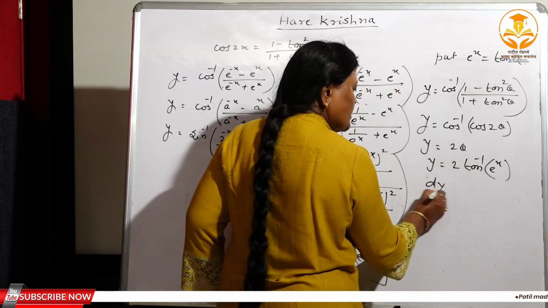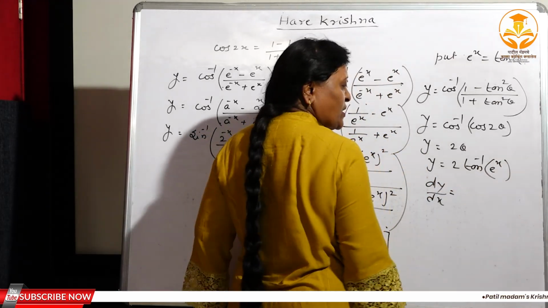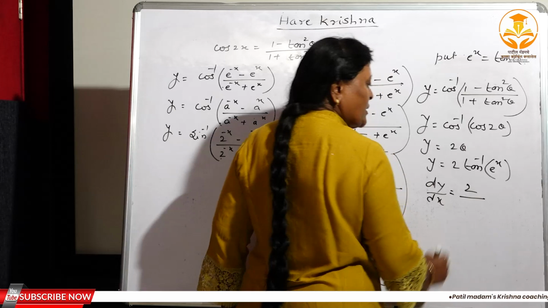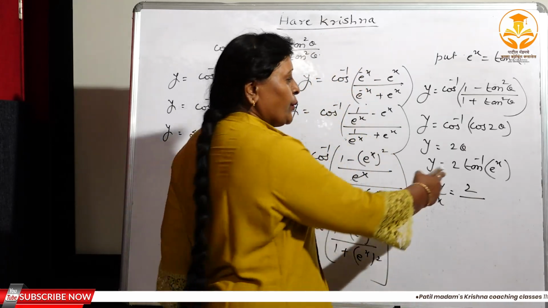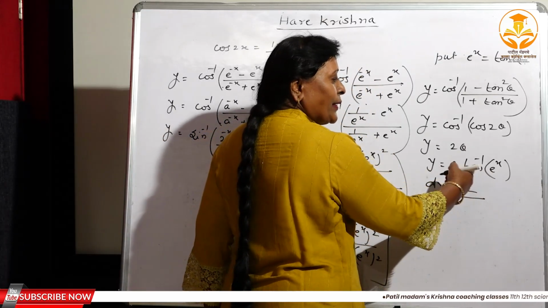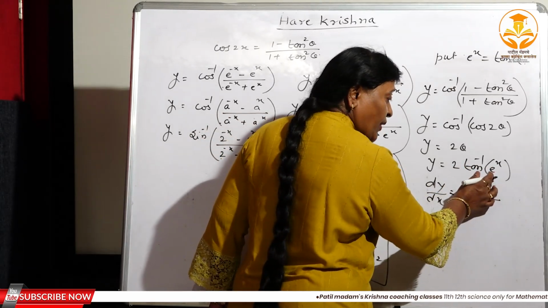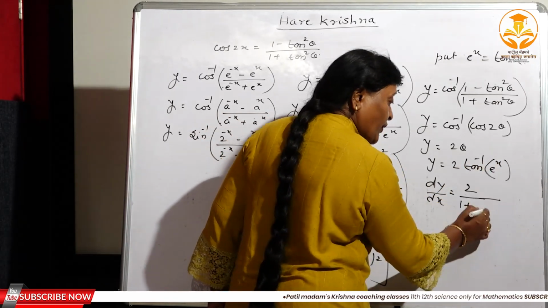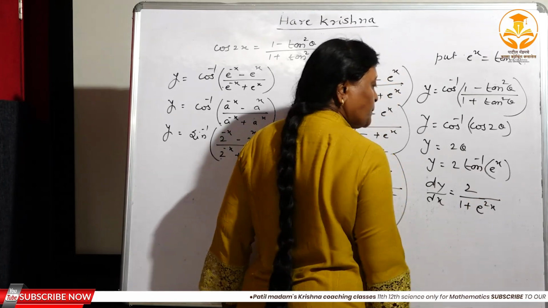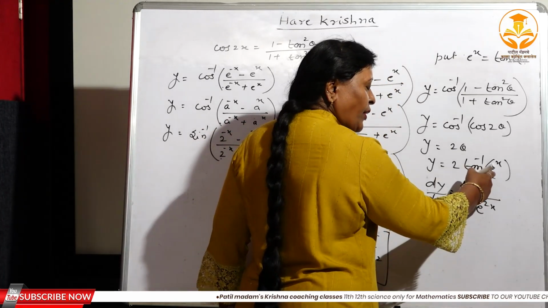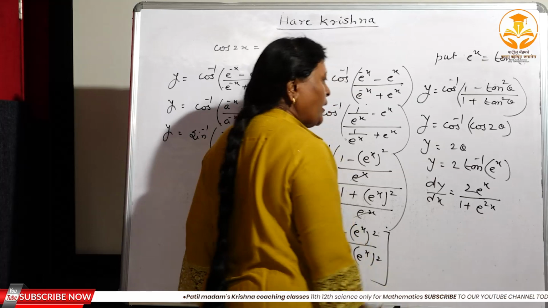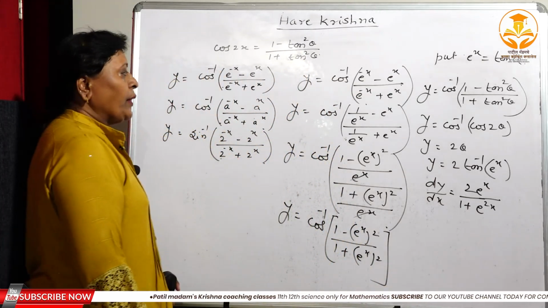Therefore, what is the result here? The differentiation, that is dy by dx, remains as it is. Again apply the chain rule. Here you have to substitute u. Tan inverse u, the derivative of tan inverse u is 1 upon 1 plus u square, meaning (e raised to x) whole square, meaning e raised to 2x. And what is the derivative of e raised to x? e raised to x, right? Now the remaining problem you can do yourself.